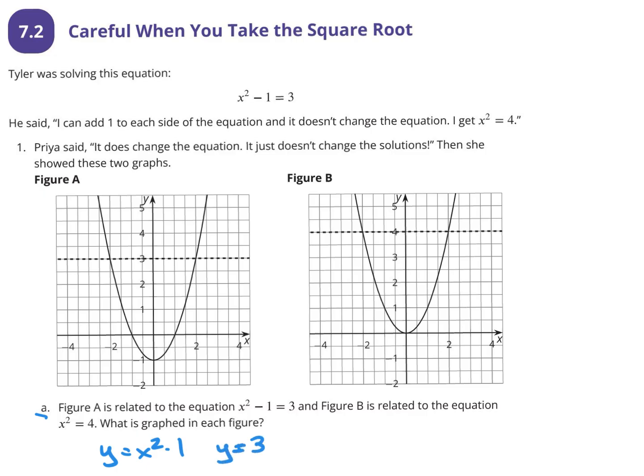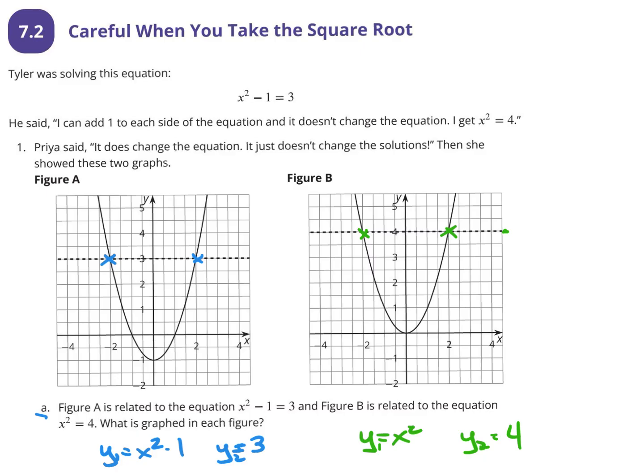So if you have two separate equations, you put one into y1, one into y2, and this is the graph you'll get. And the solution is the point of intersections between the lines, between the dashed line and the curved graph. For figure B, you have y equals x squared, y1, and y2 is y equals 4. The dotted line is 4, and this tells you the intersections between both lines.